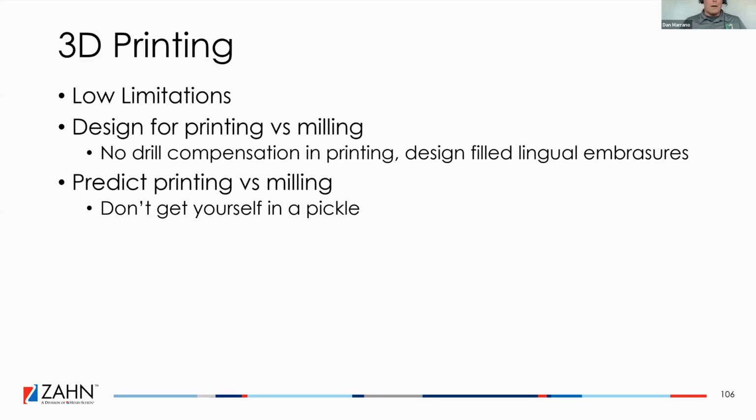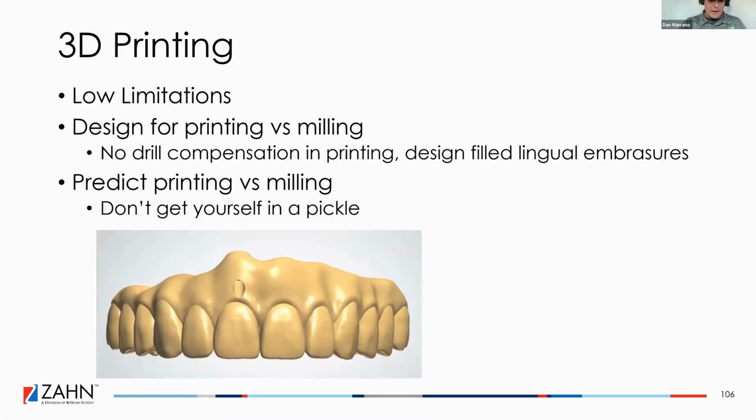Fill in your design and try to learn to predict your printing versus milling. All right, don't get yourself in a pickle because we can print anything pretty much at this point. You can have 50-degree angles, whatever it is, but you can't mill that. And in this case, I almost got myself in a pickle. The doctor asked me to angle this out the facial through the gingiva because the angle was too great out the lingual. So I did it.